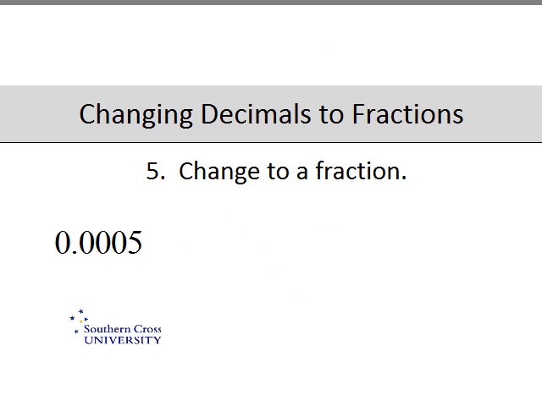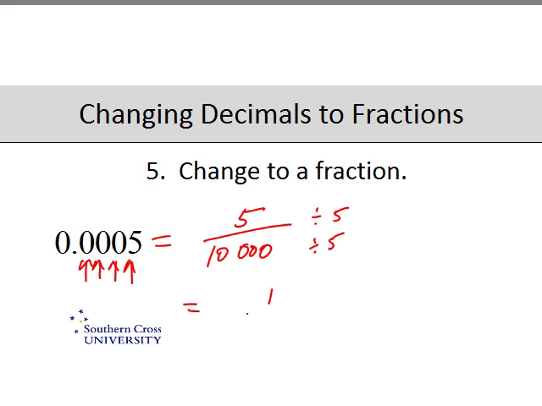And the last one, looking at this number, this is tenths, hundredths, thousandths. So this next place value must be 10 thousandths. So that number is 5 10,000ths. And we can divide top and bottom by 5. 5 goes into 5 once, 5 into 10 goes twice with those 3 zeros hanging on. So that's 1 2,000th.